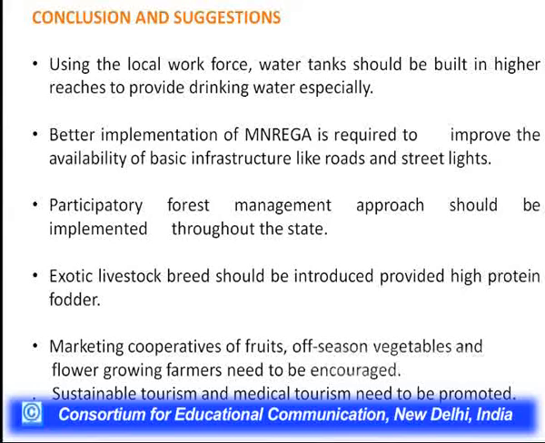Exotic livestock breeds are very important. Marketing cooperatives of fruits, off-season vegetables, and flower-growing farmers need to be encouraged. Finally, sustainable tourism and medical tourism need to be promoted.